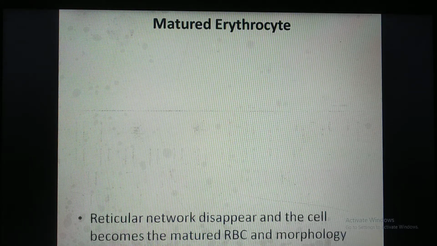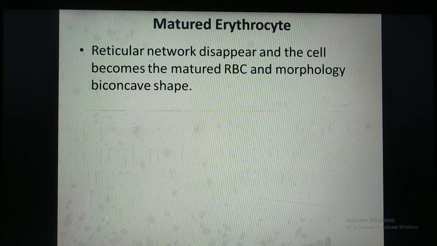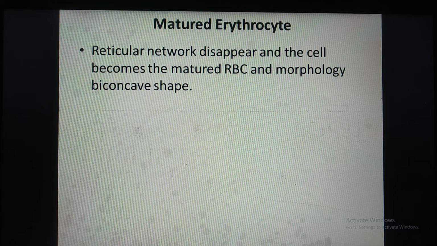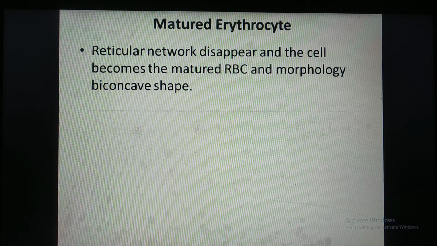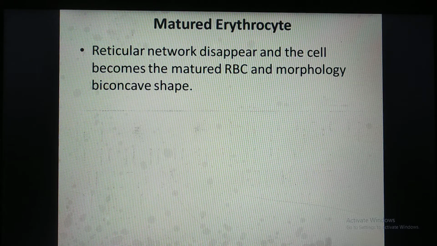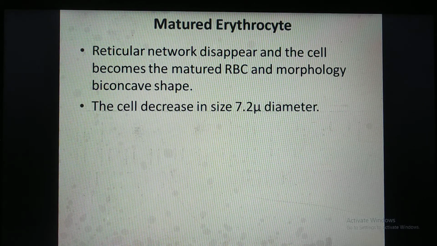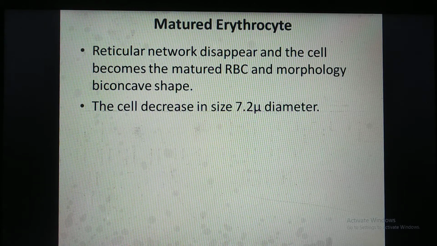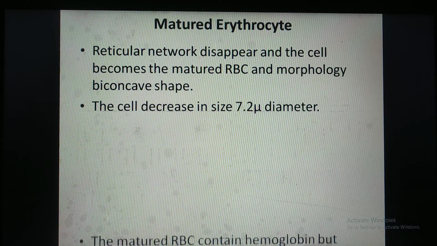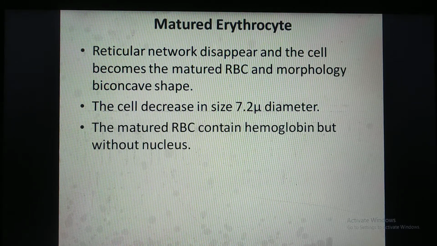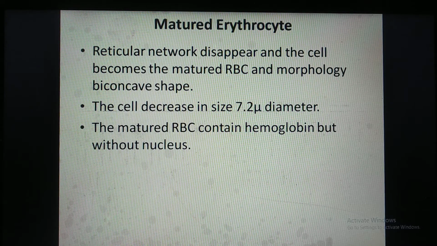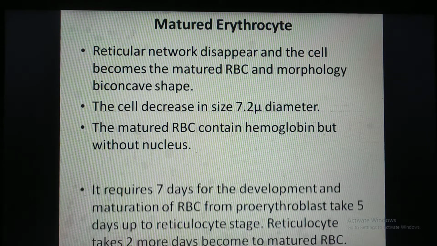Matured erythrocyte. The reticular network disappears and the cell becomes the matured RBC with biconcave cell shape morphology. The cell decreases in size to 7.2 micrometer in diameter. The matured RBC contains hemoglobin but no nucleus.